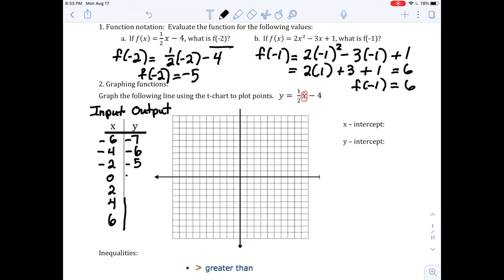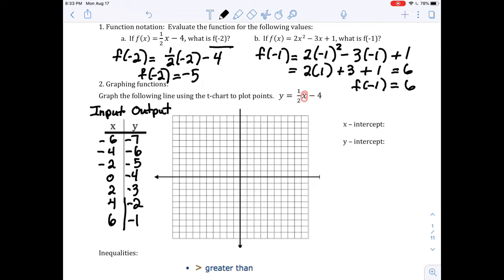0 times 1/2 is 0, minus 4 is -4. 2 times 1/2 is 1, minus 4 is -3. 4 times 1/2 is 2. 2 minus 4 is -2. And 6 times 1/2 is 3, and 3 minus 4 is -1.